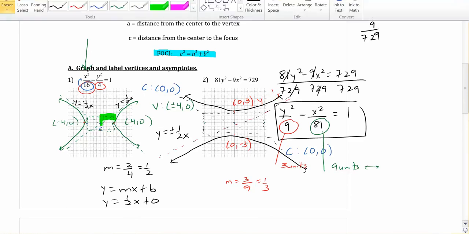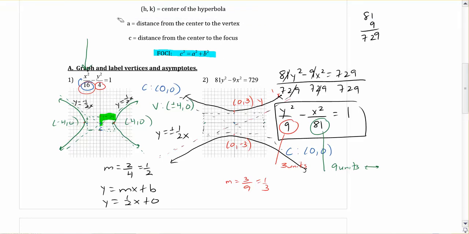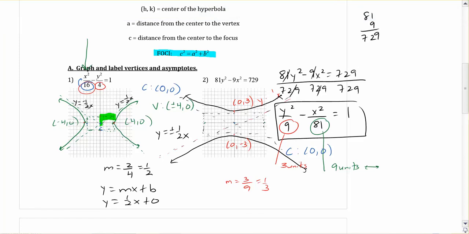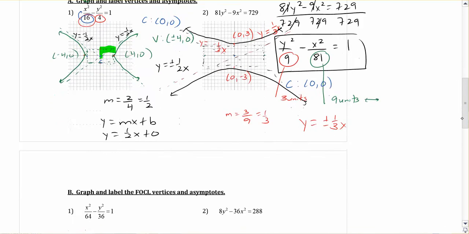Let me rewrite that. y equals 1/3 x, and then the one in this direction, which is going down and to the right, so negative slope, this would be y equals negative 1/3 x. So my asymptotes are y equals plus or minus 1/3 x. Okay, so that's graphing and labeling vertices and asymptotes.